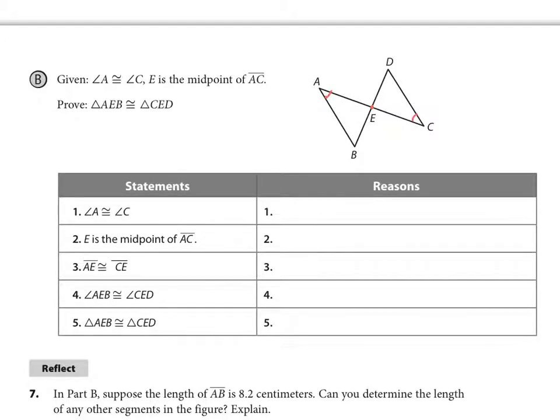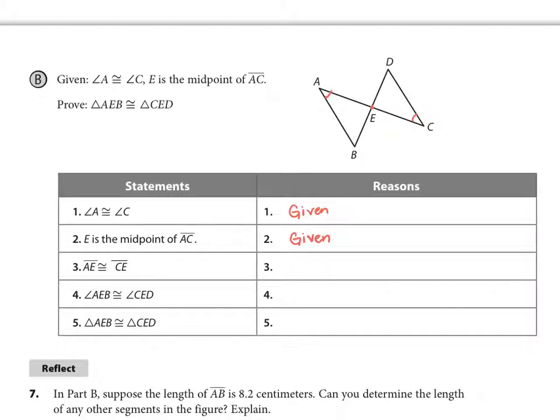So statement number 1, angle A is congruent to angle C. That's because that's the given. Statement 2 says E is the midpoint of side AC. Looks like that's also the given. Remember that when I do these proofs, I actually put those two together in the same statement because they're the same reason. So it's okay to have them together or to have them separate.